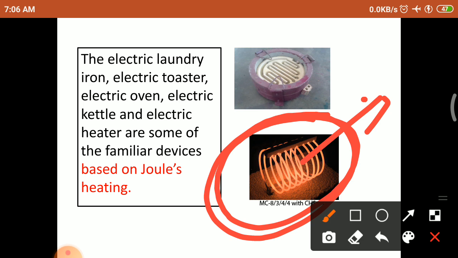When these appliances are connected to a power supply, then a large amount of heat is produced in the heating coils because they have a high resistance. Do you understand? Every electric appliance such as electric heater or electric oven or micro oven or iron box contains the coil. This coil has a high resistance and is made up of nichrome alloy. When the current is passing through this alloy, it produces a large amount of heat due to the high resistance.